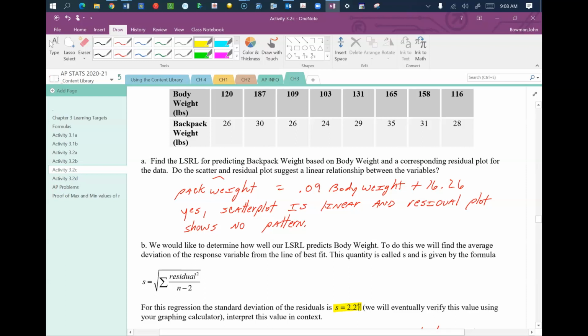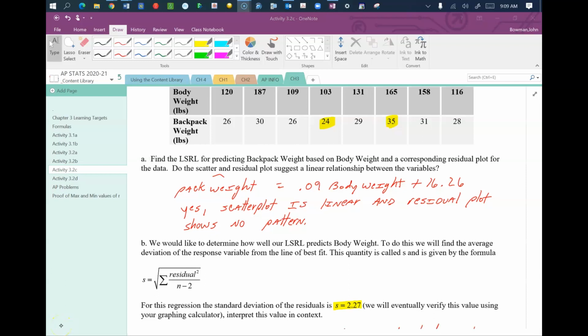Now, you have to think about that in context. In context, our backpack weights range from about 24 pounds all the way up to 35 pounds. So we have an average error of somewhere in the neighborhood of 10% or slightly more. Depends on how you feel about this, but as far as I'm concerned, that seems like a pretty good prediction, particularly based on such a small sample size.